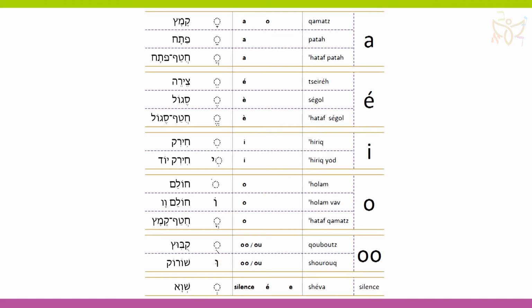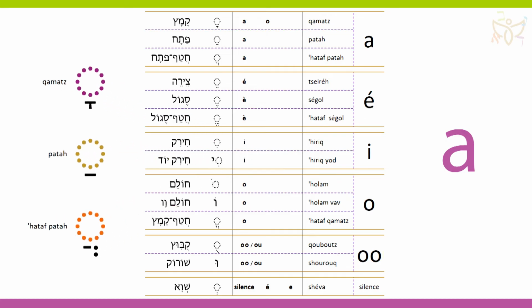The reason for this is that there are differences in pronunciation. But we're not going to burden ourselves with these differences which are not really in use anymore, except of course for the purists. So for the vowel a, 3 signs are used, the Qamatz, the Pata'h, and the Hataf Pata'h. So when you encounter one of these 3 signs, you'll know it's an a sound.